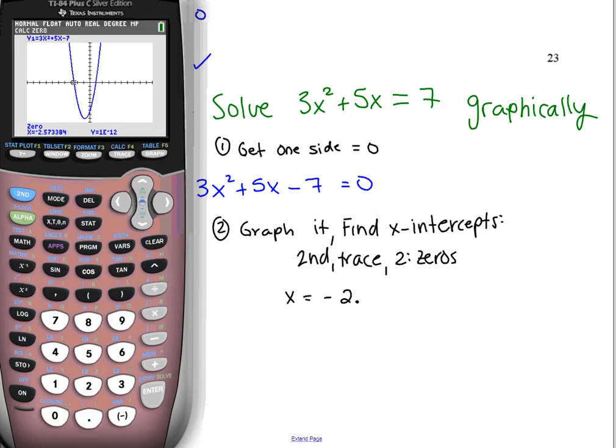What do you get? What is that? Can you see it?